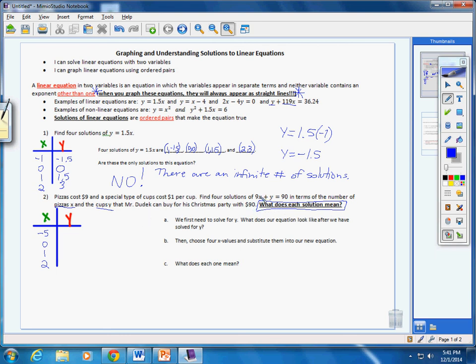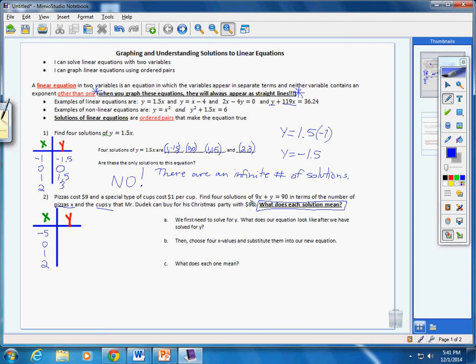Okay, so we're told that we have this linear equation right here. And this represents the number of pizzas I'm going to be able to buy. Pizzas are represented by x. And the number of cups that I'm going to be able to buy, represented by y. And we're saying that however many I buy, obviously, can only equal $90. That's all that I have to spend. Okay? So find 4 solutions of this equation.